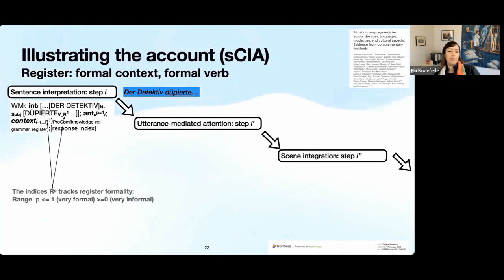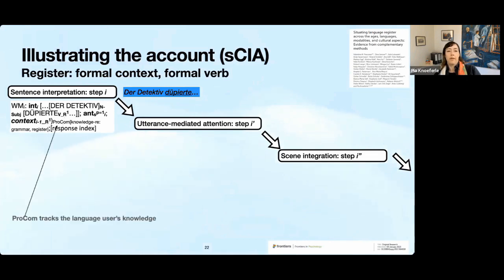Now, how can you track register and formality? We're doing this here via indices, where you've got R sub P, which would track the register formality. P can range from very formal to very informal. And you can see it's set to the extreme here as 1, very formal. You've got this both in the interpretation and also in the preceding context as a setup. All right. So now PROCOM tracks the language user's knowledge.